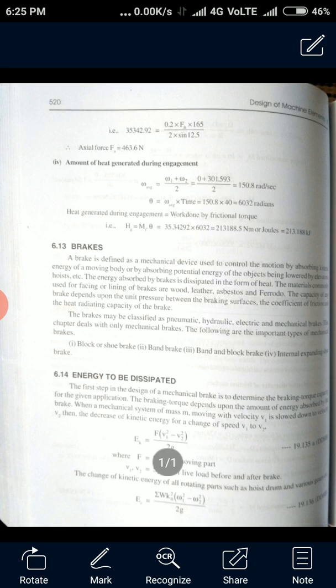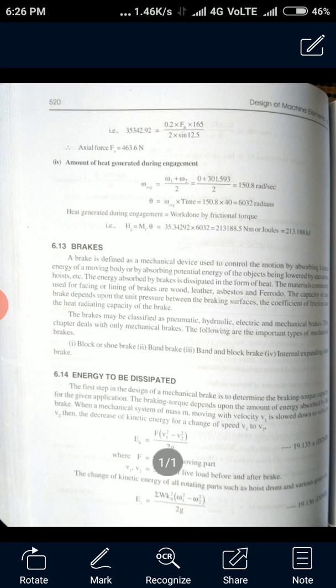In mechanical brakes, again we have several types: block or shoe brake, band brake, third one band and block brake, and the fourth one internal expanding shoe brake. Here we are discussing only the first three: block or shoe brake, band brake, and band and block brake. Remember, we don't have any theory part, we have only the problem carrying the 10 marks.